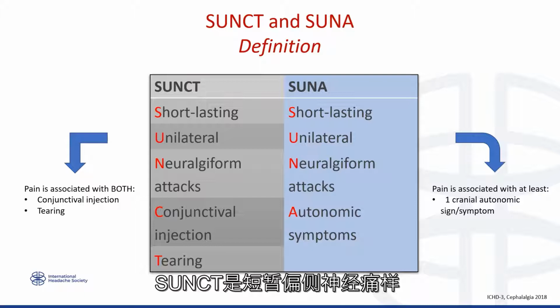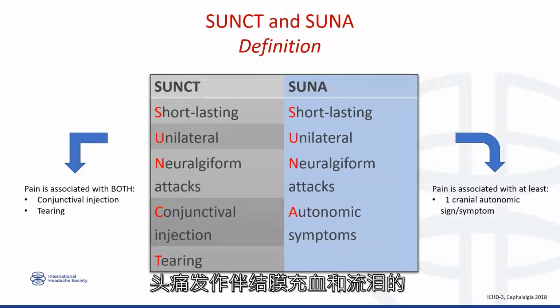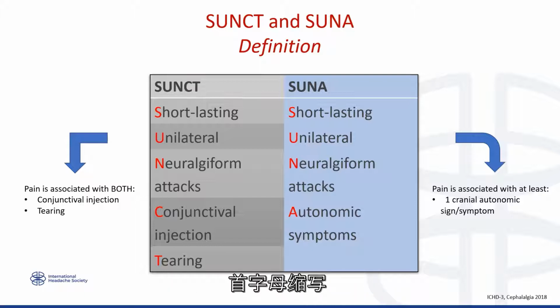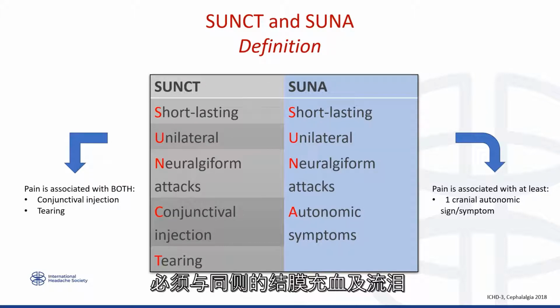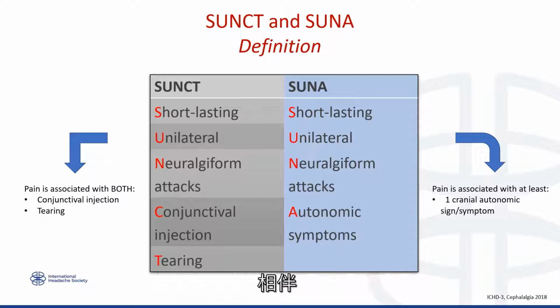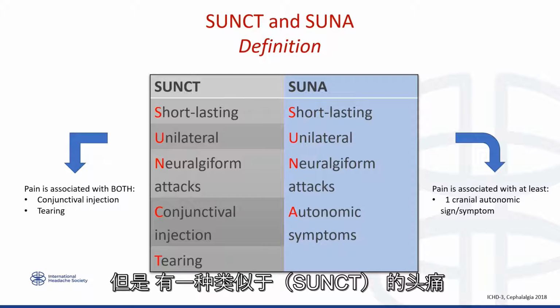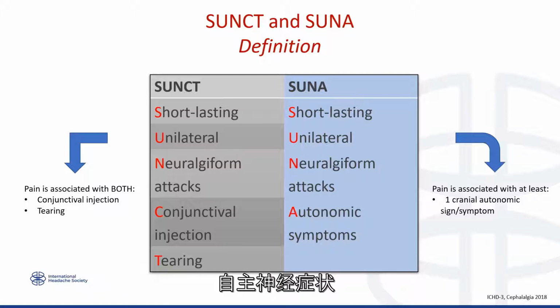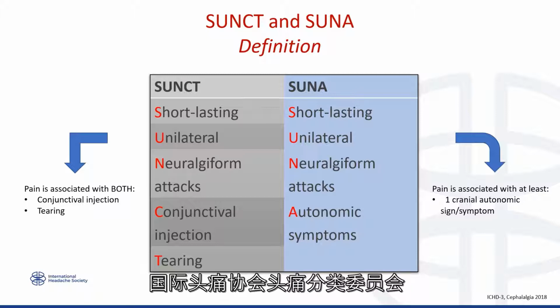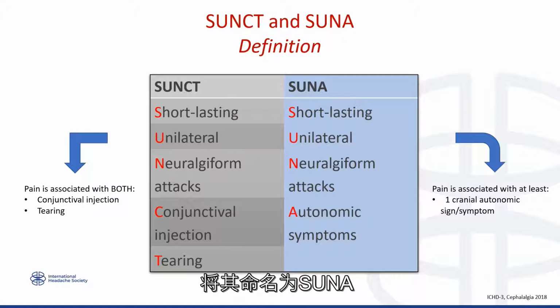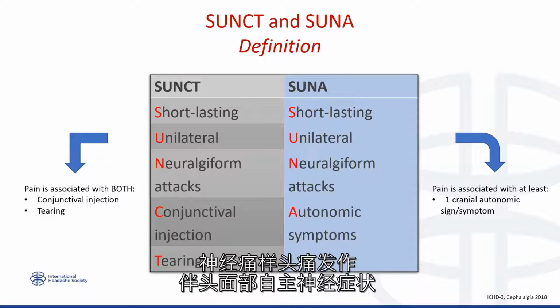SUNCT is an acronym standing for short-lasting unilateral neuralgiform headache attacks with conjunctival injection and tearing. This acronym implies that the headache attacks have to be associated with both ipsilateral conjunctival injection and lacrimation. However, given that a similar headache phenotype was described to be associated with only one of the common facial autonomic features, the International Headache Society Classification Committee proposed the term of SUNA for those patients. SUNA stands for short-lasting unilateral neuralgiform headache attacks with autonomic symptoms.